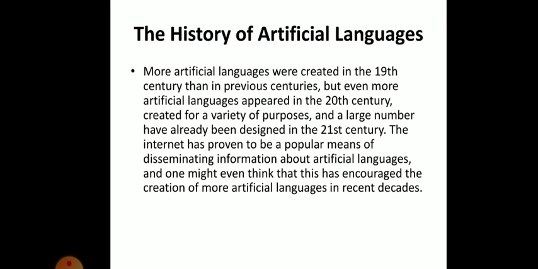As far as the recent history of artificial languages is considered, more artificial languages were created in the 19th century than in the previous centuries, but even more artificial languages appeared in the 20th century, created for a variety of purposes, and a large number have already been designed in the 21st century. The internet has proven to be a popular means of disseminating information about artificial languages, and one might think that this has encouraged the creation of more artificial languages in recent decades.